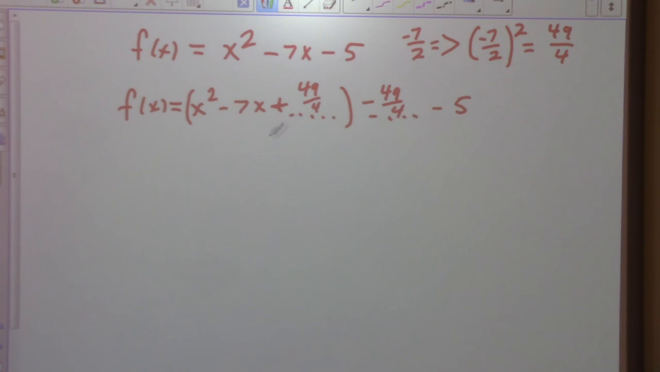And so now we're sort of getting into the minutiae of fractions. And then right here, negative 5 is equal to, that's negative 5 equals negative 20 fourths, right? Yep. So now we can write out the perfect square. f of x equals quantity x minus 7 over 2 squared, and we combine these terms together, we get, what's negative 49 minus 20?